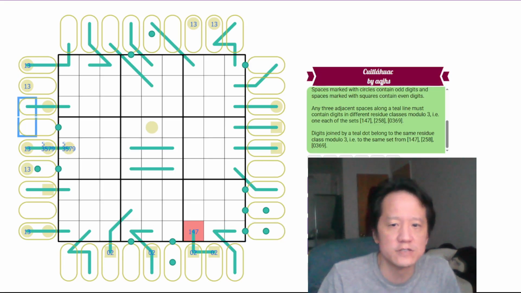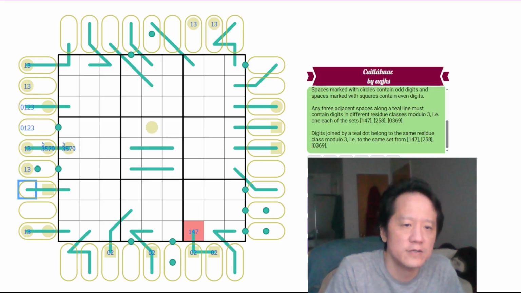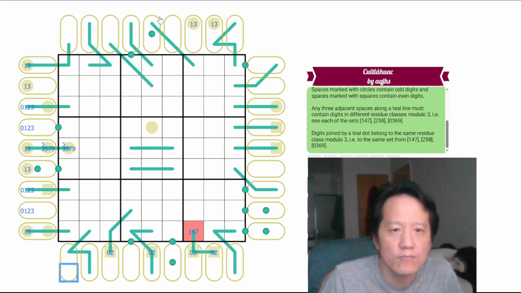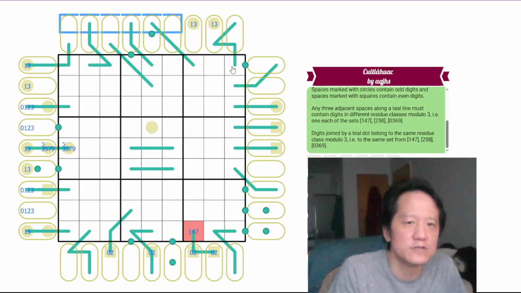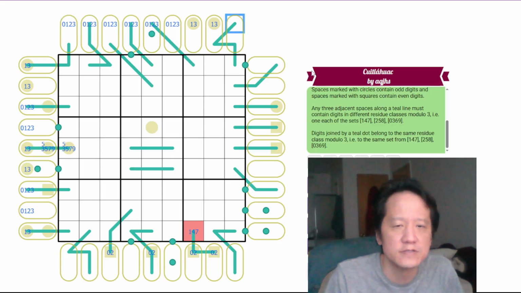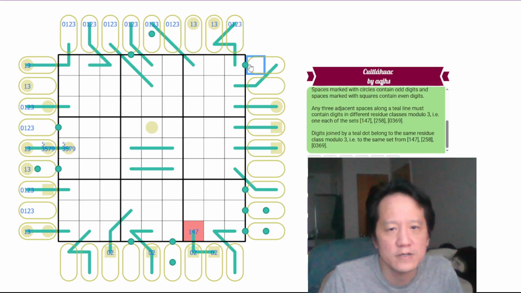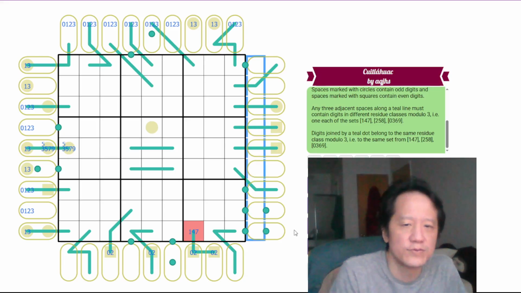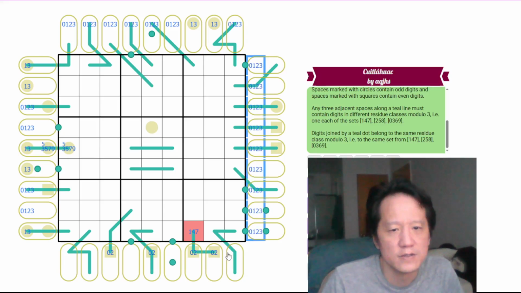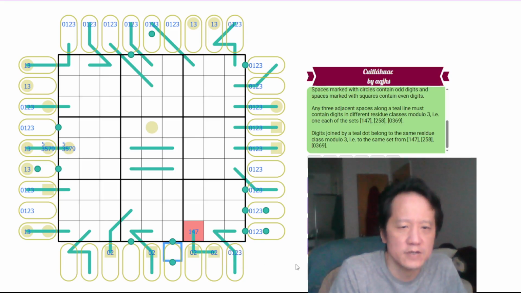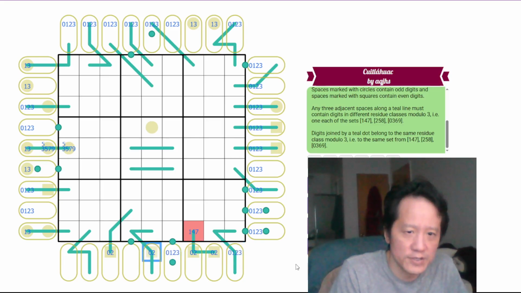All of these digits, though, are 0 through 3. All of these digits are 0 through 3. This is 0 through 3. These are all 0 through 3. And this is 0 through 3.